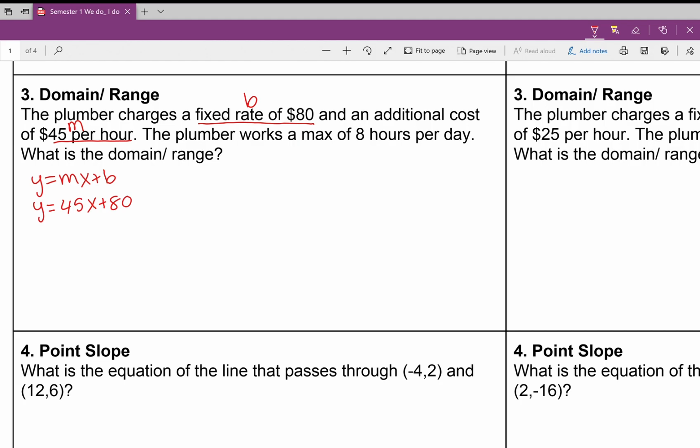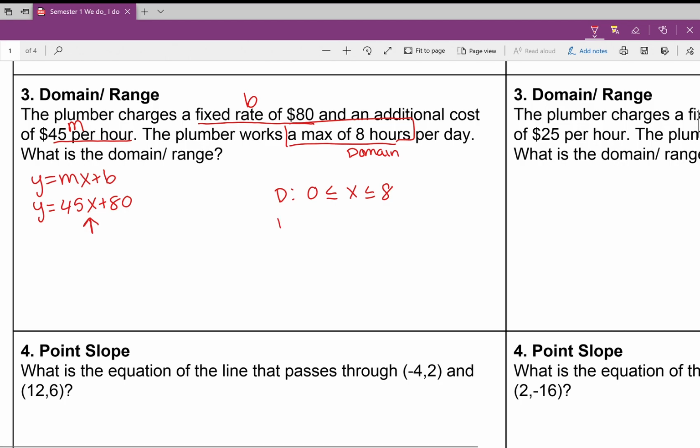And then it says the plumber works a max of 8 hours, meaning they could work 0 hours or they could work all the way up to 8 hours. Notice this per hour next to the 45 right here is our x. So that tells us that this part right here is our domain. So for domain, we have 0 less than or equal to x less than or equal to 8. They can work in between any of those hours.